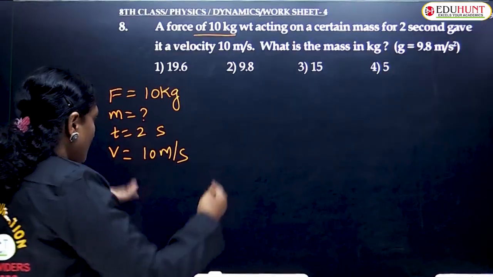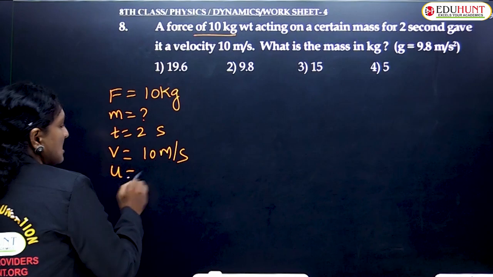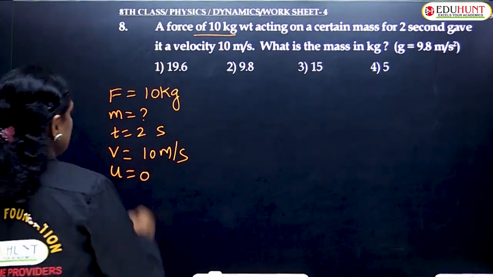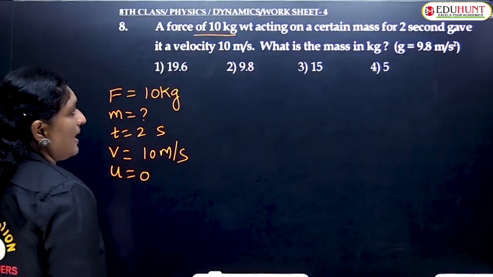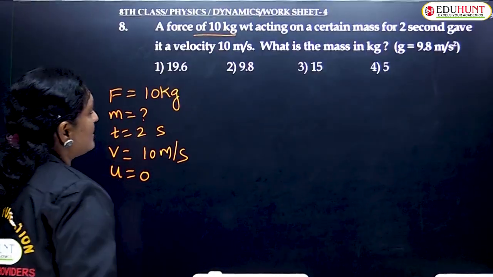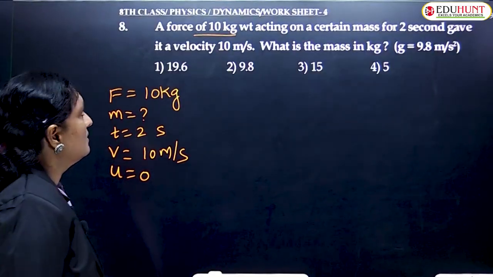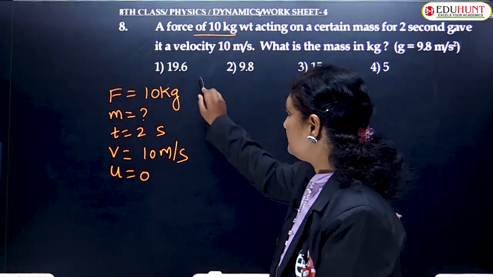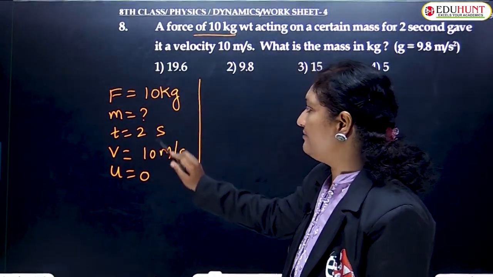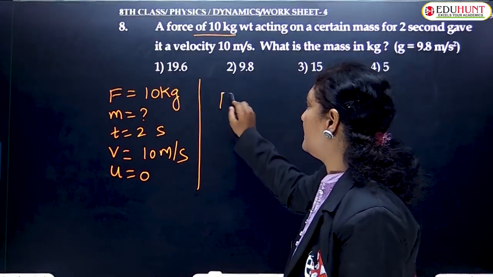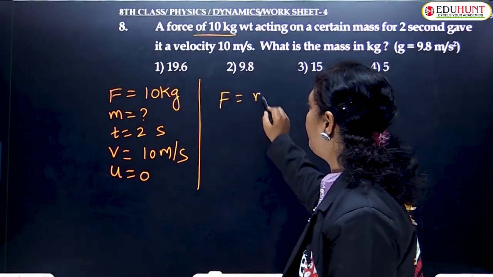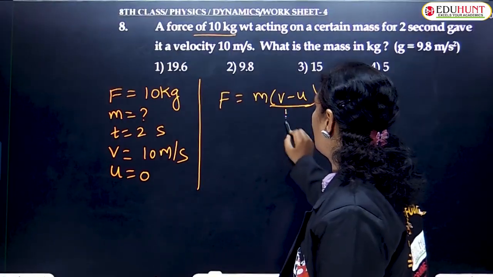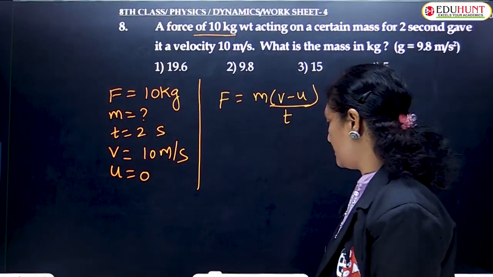So because of force, it gained velocity. That means initially no velocity, 0. What is the mass in kgs? You are asked to find out mass, and the value of g was also given as 9.8. Do we really need the value of g, children? Let us see. F, m, t, v, u. What formula is based on that? F is equal to M into (V minus U) by T is the only formula that is known to you.